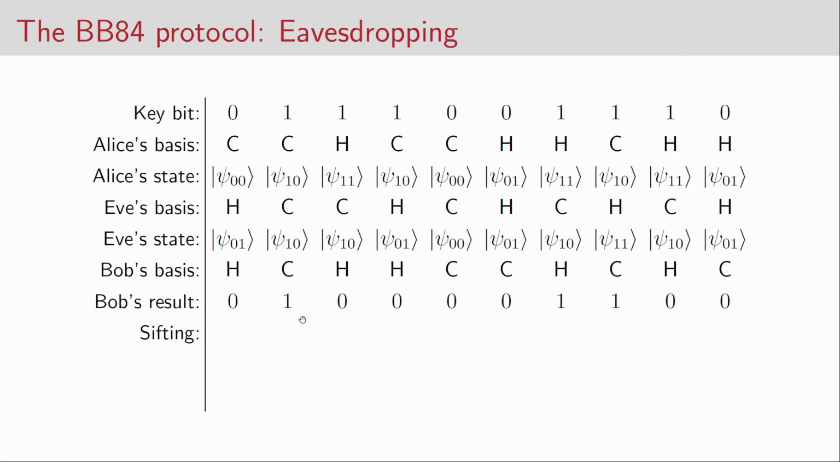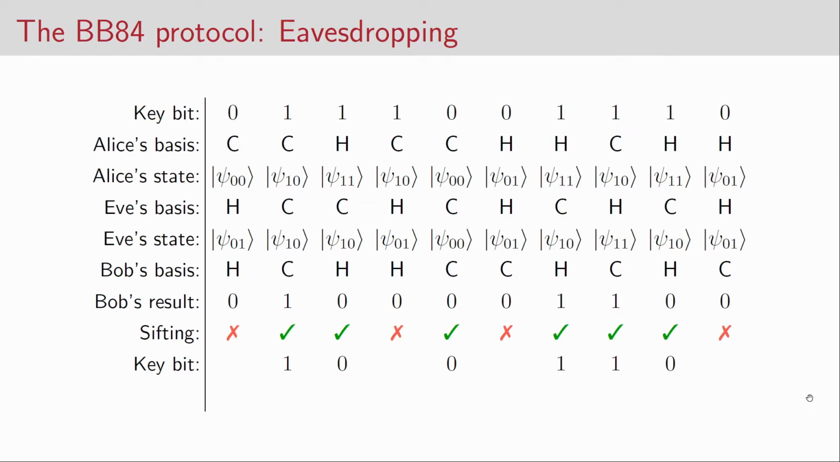Now comes the sifting step. So here Alice and Bob compare the bases they have chosen, and they discard all the bits where they have chosen different bases. Here you can see in 4 cases Bob has chosen a different basis than Alice. Here the Hadamard, where Alice has chosen the computational basis, and so on. And in 6 cases they have chosen the same basis, so they discard 40% of the bits. So the resulting key bits that Bob holds are these 6 bits.